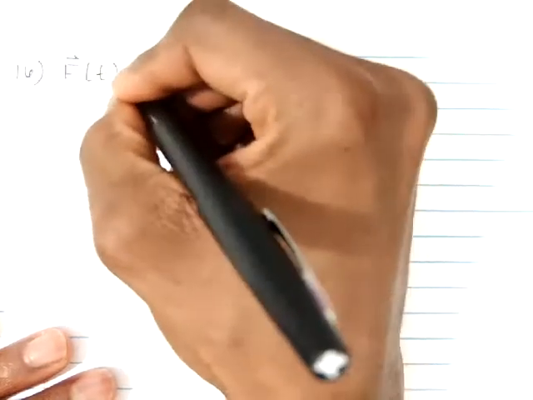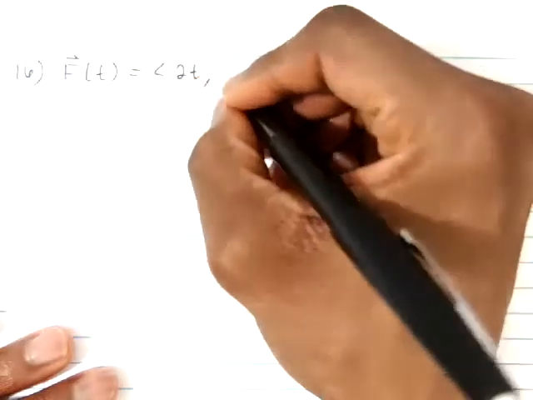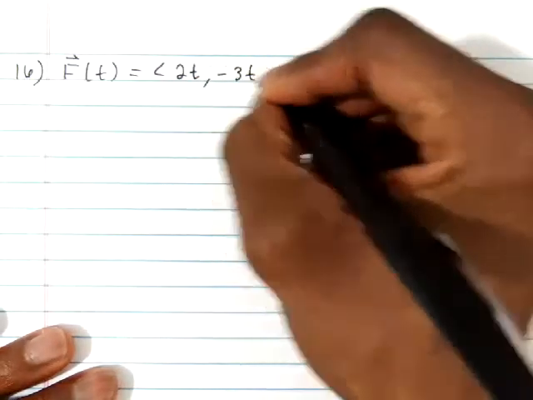So number 16, same directions as number 14. So we're supposed to sketch it. And they give us, and remember, I'm going to write these using the pointed brackets, F of t equals <2t, -3t, 1>.